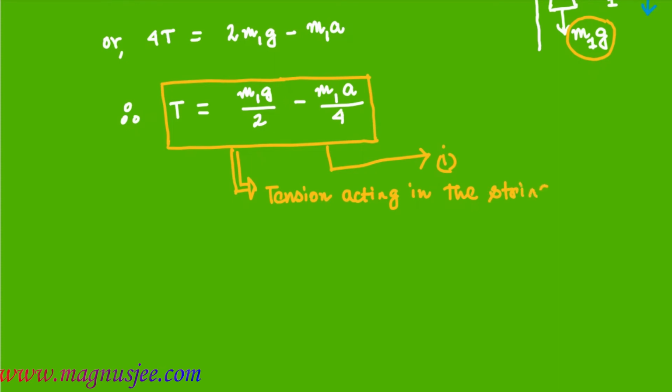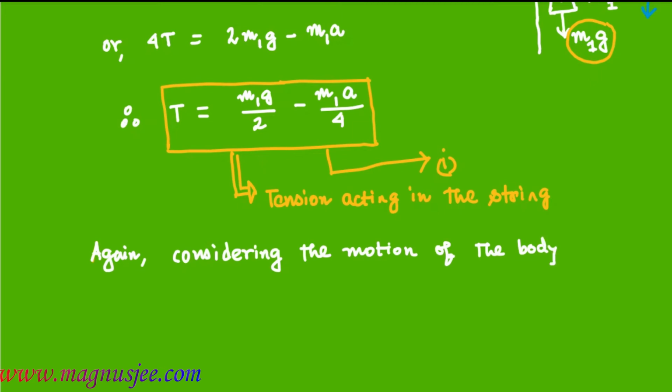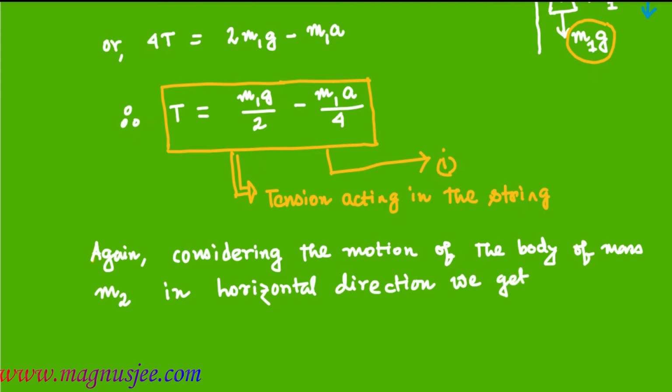Again, considering the motion of the body of mass m2 in horizontal direction towards the fixed pulley P2, we get m2a2 equal T, because the body of mass m2 will be moving towards the fixed pulley P2 with an acceleration a2 under the action of tension only.